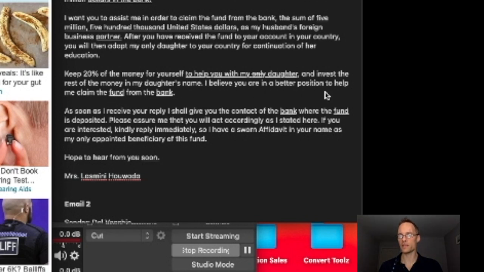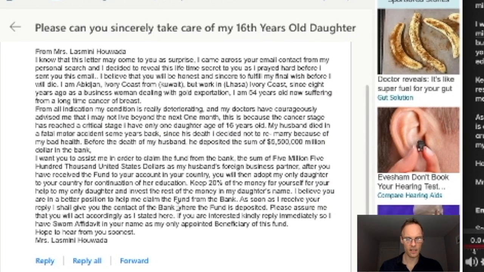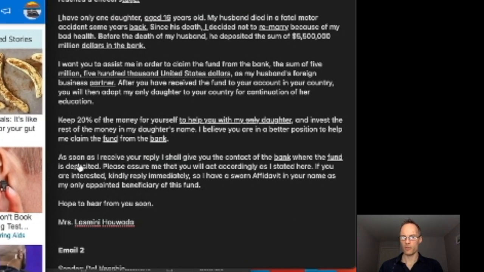In fact, I believe you are in a better position to help me claim the fund from the bank. She has put fund from the bank. You can see here, capital letters, unnecessary. She goes on, as soon as I receive your reply, I shall give you the contact of the bank where the fund is deposited. Again, capital B, capital F, unnecessary. I've put, as soon as I receive your reply, I shall give you the contact of the bank where the fund is deposited. And as you can see, the rest of it actually is well written, of this down to fund. But again, should be a space here.